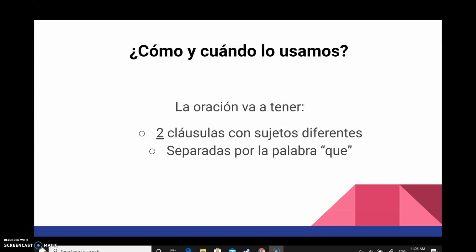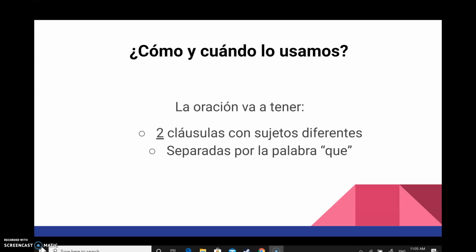So the first example we have is yo recomiendo que ustedes practiquen mucho. So yo is the subject of the first clause. Ustedes is the subject of the second clause. And you see the word que in the middle. And the translation is I recommend that you all practice a lot. Now you'll notice that the verb recomendar, for recomiendo, is conjugated in the present indicative or the regular present tense, and that the verb practicar is conjugated in the subjunctive. So the verb in the first clause in these cases will always be in the present indicative or regular present tense, and the verb in the second clause will always be in the present subjunctive.